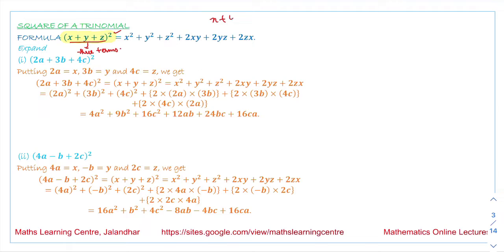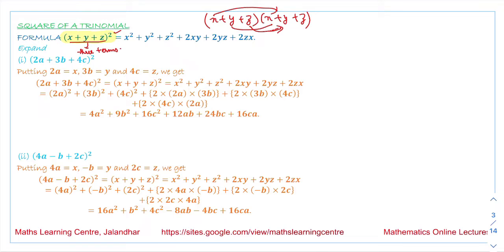You can multiply these terms manually. You can try to solve this, (x plus y plus z) into (x plus y plus z). First multiply x with these three terms, then y, and then z with these three terms. You will get this formula. So based on this formula we are going to solve some questions.